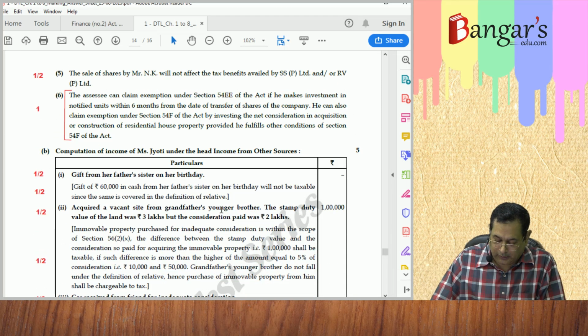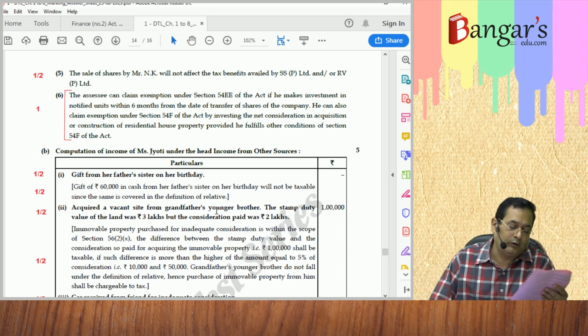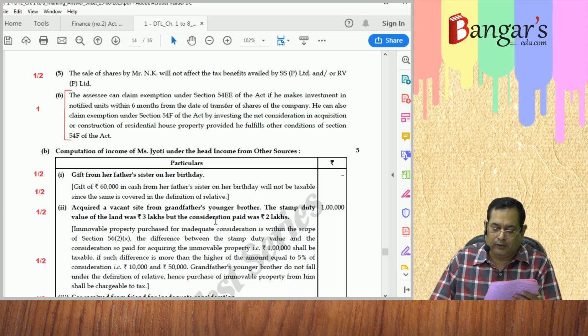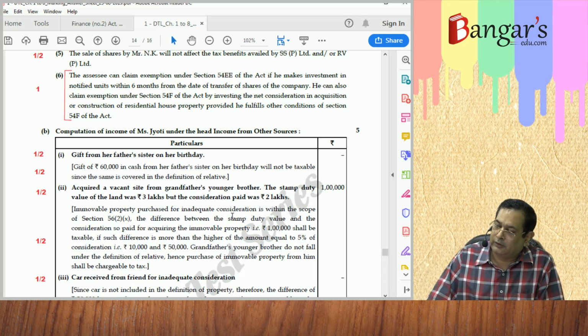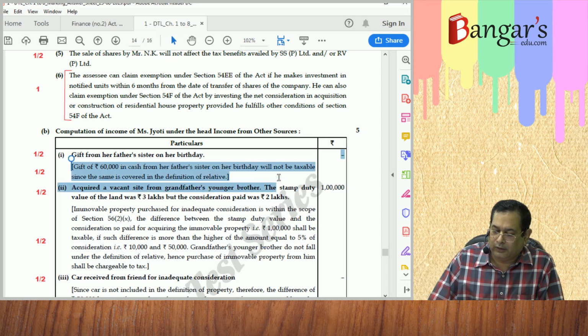Next question is regarding: discuss the liability of the following receipts during the previous year ending 31/3/19 in the hands of Ms. Jyoti under the Income Tax Act. Gift of 60,000 cash from her father's sister on her birthday. Father's sister comes under the ambit of relative, being brother or sister of either of the parents of the individual. The same comes under the ambit of relative, and hence taxability will not arise in such a case.